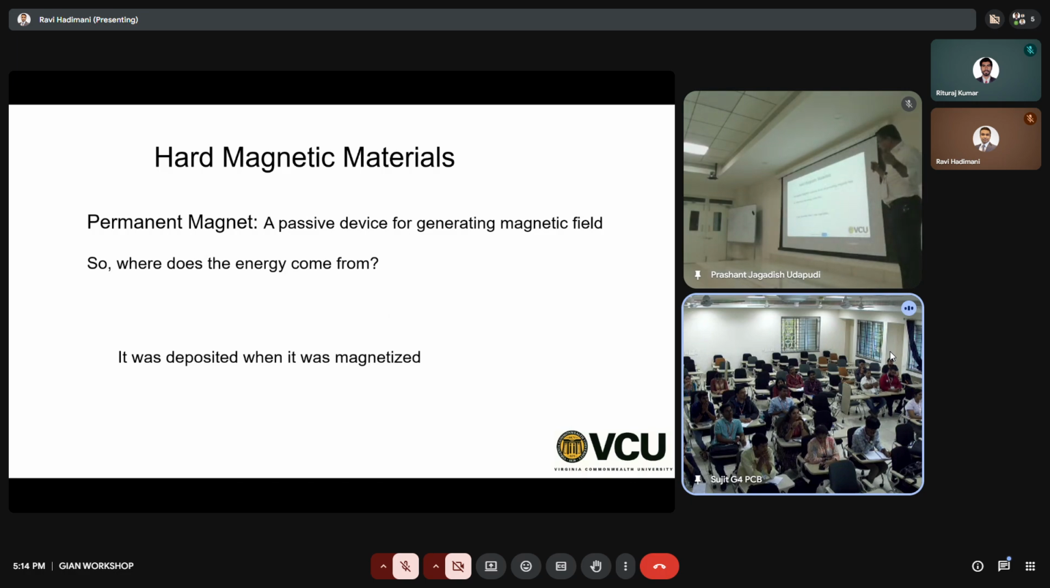Similarly, you have created a spin alignment, and because of the nature of the spins, they can't go back to their ground state. They're all stuck in one direction. And there are so many atoms stuck in one direction that you get an additive effect. It doesn't change. It's like a spring. You deposited the energy and it's stuck there. If you want to make it zero, you have to bring all the spins back to the ground state.